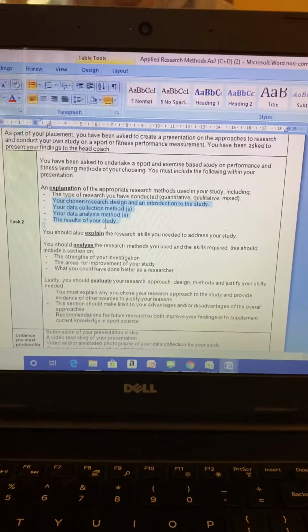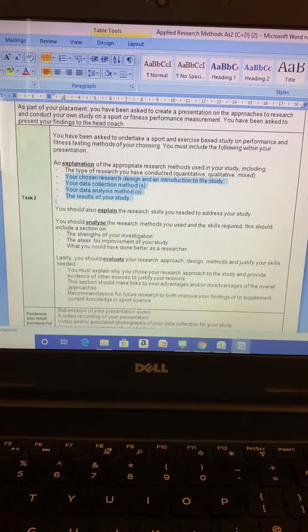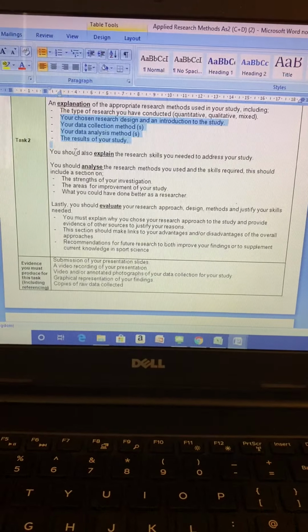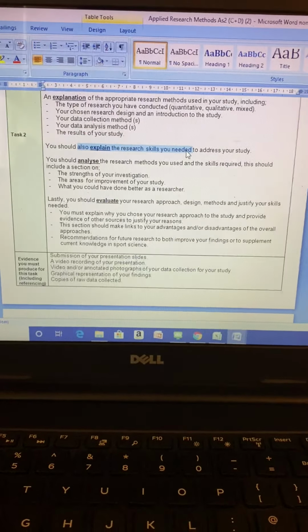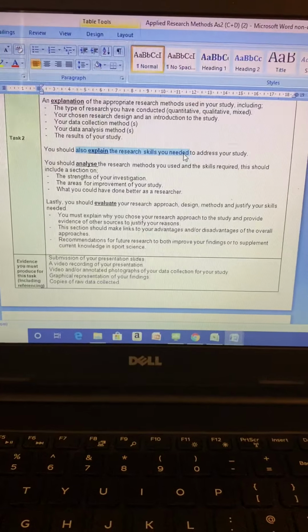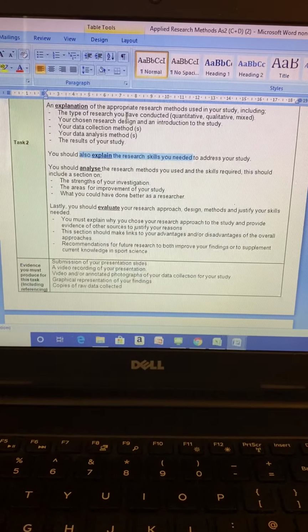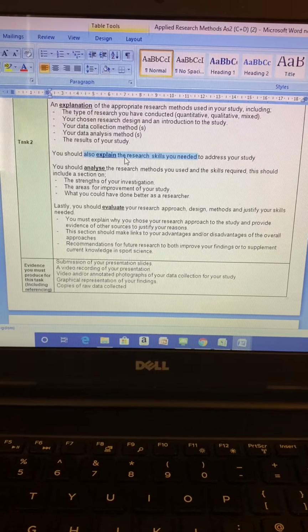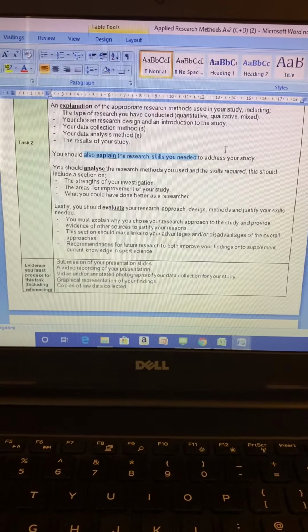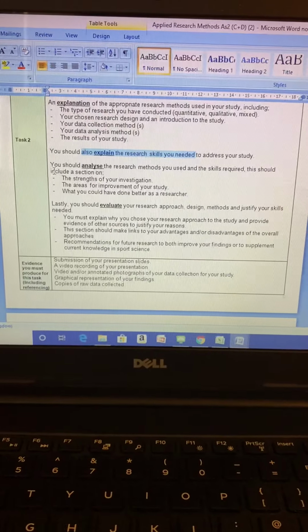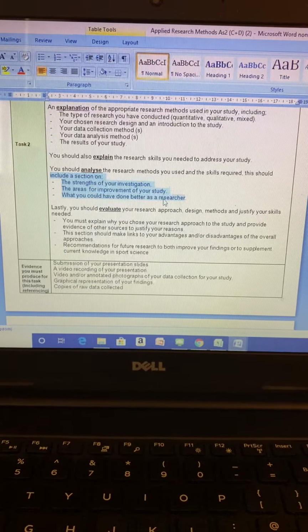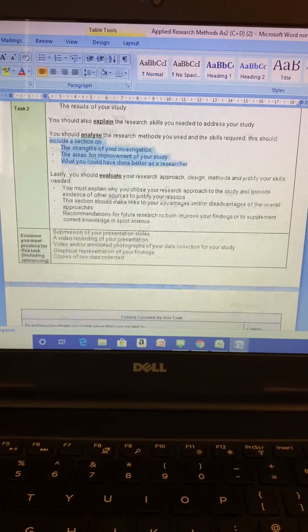Okay, so I would use those headings directly when you go through it. It should be fairly straightforward like that. Explain the research skills. So obviously explain how you did this, and you can literally say, well, we've gathered data previously, explain the different research types, how you did it at the actual time. Well, how did you gather those biomechanics data? How did you address your study? So analyze it after, strengths, areas of improvement, what could you have done better as a researcher? All of you can do that. That's super simple.